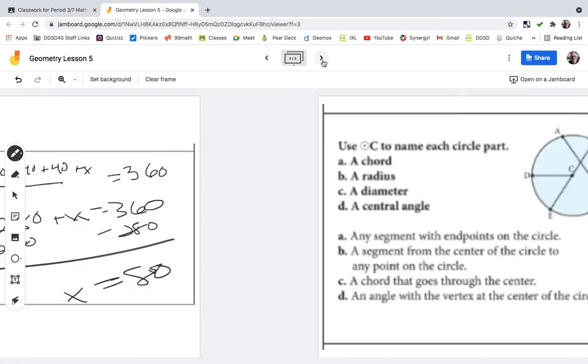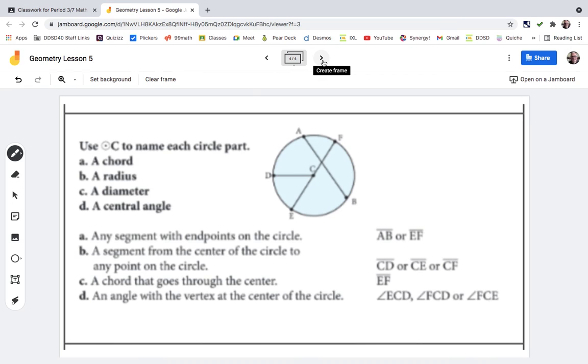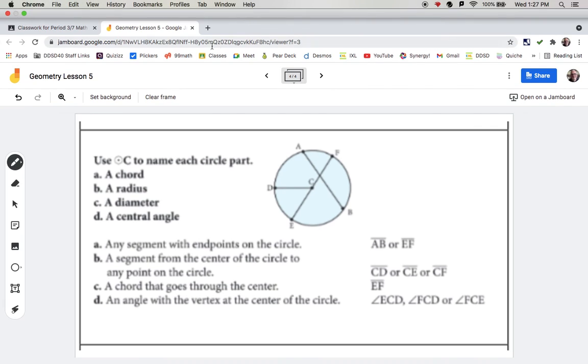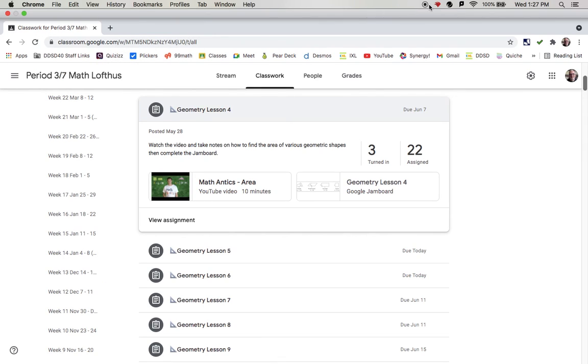And the last card is just an answer key for the first card. So that is the answer key for Geometry Lesson 5. And that's a recap for Wednesday, June 9th.